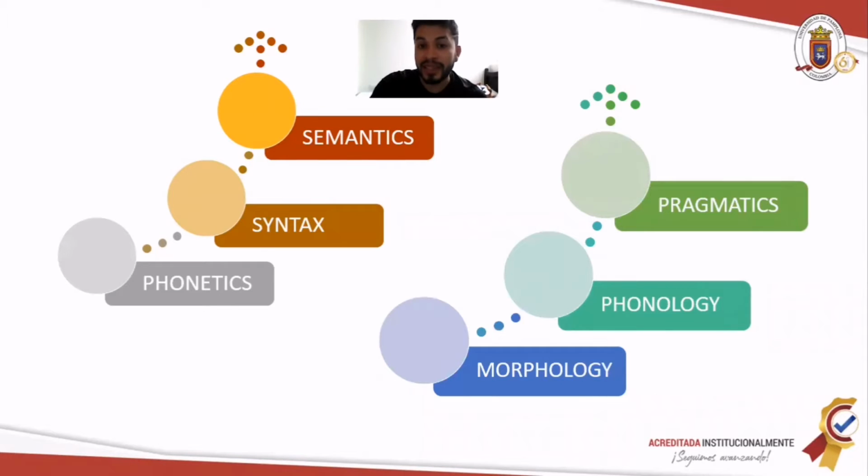So we have semantics, the study of meanings. We have syntax, the study of the formation of sentences and the structure of the sentence. We have phonetics, the study of the sounds in speech in physical terms. We have morphology, the study of the formation of words. We have phonology, the sounds in speech in cognitive terms, and we have pragmatics, the study of the use of a language. But there are other branches, so let's see them.